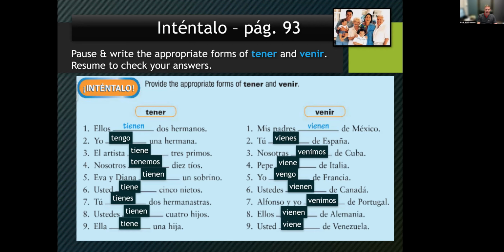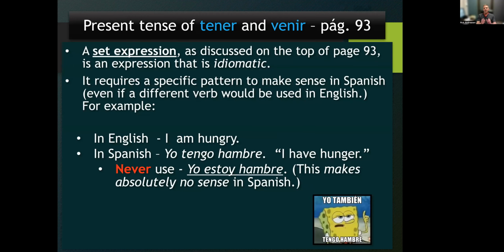Okay? So again, if you missed more than you're comfortable with, which hopefully didn't take a lot, then pause, go back, look at the conjugations, practice them, write them out. You want to be able to master these different forms of these 2 very common verbs. So let's talk about some different ways to use those verbs.